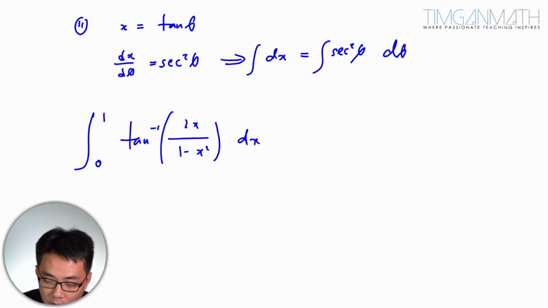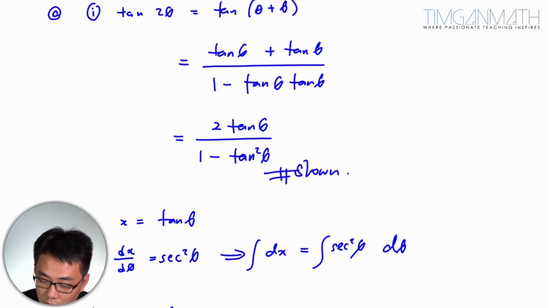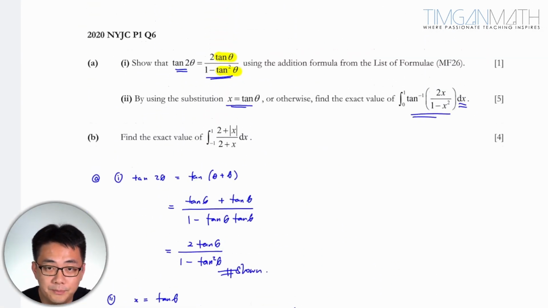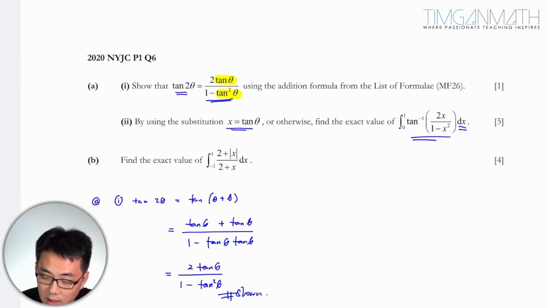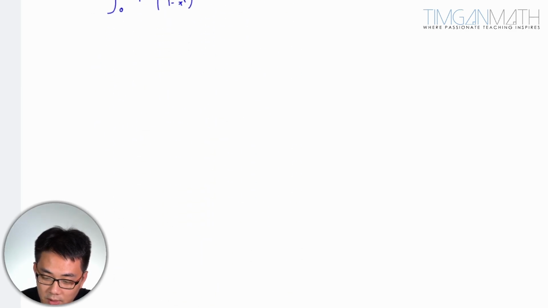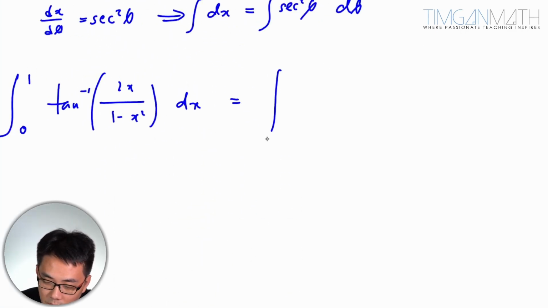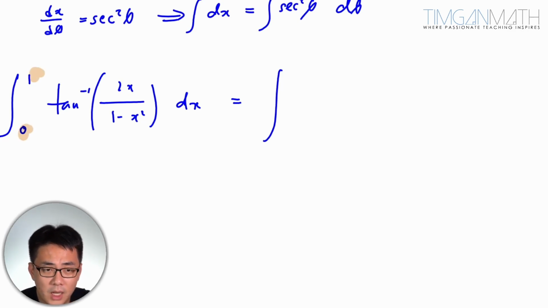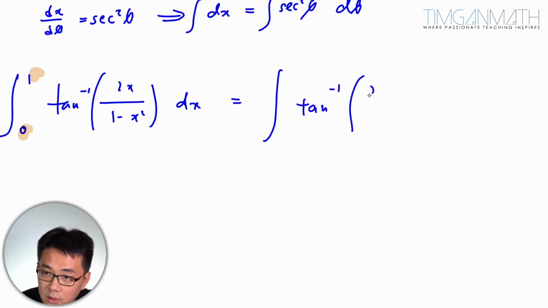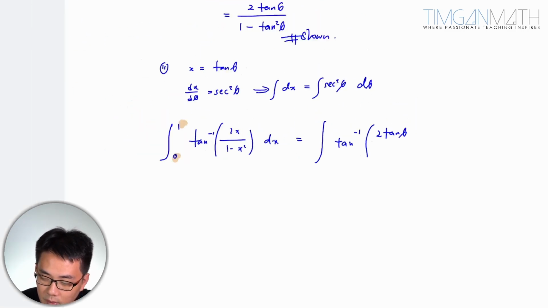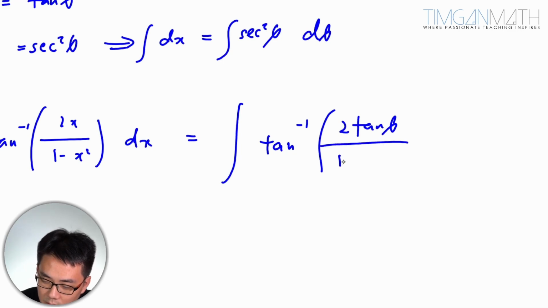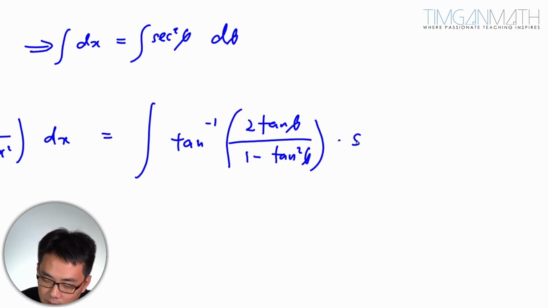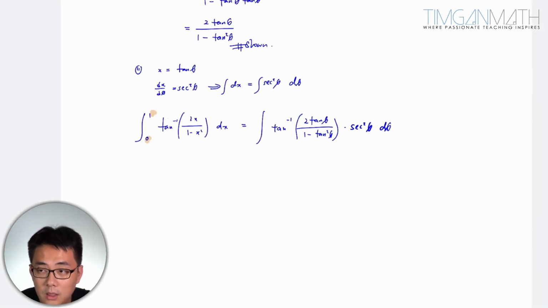Now this is very important. When you try to use substitution, the first thing you should do is just change this to dθ and change the rest out. In this case, when you change it, make sure you change the boundary as well. Leave the boundary aside for now. Then this will be tan inverse of 2 tan θ over 1 plus tan² θ, because now x is tan θ. dx will just be sec² θ dθ. Okay, so that's pretty okay.